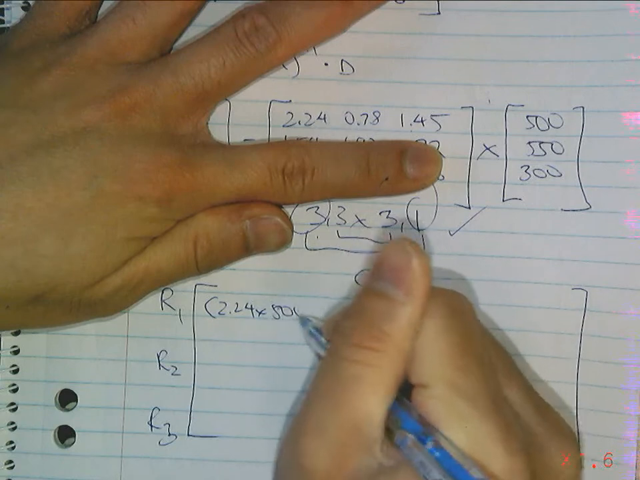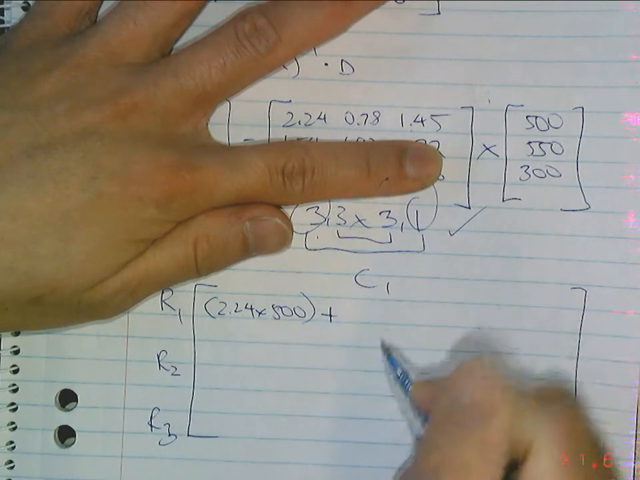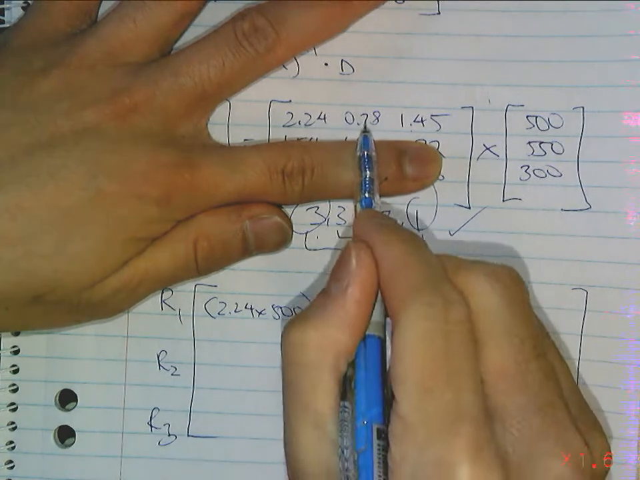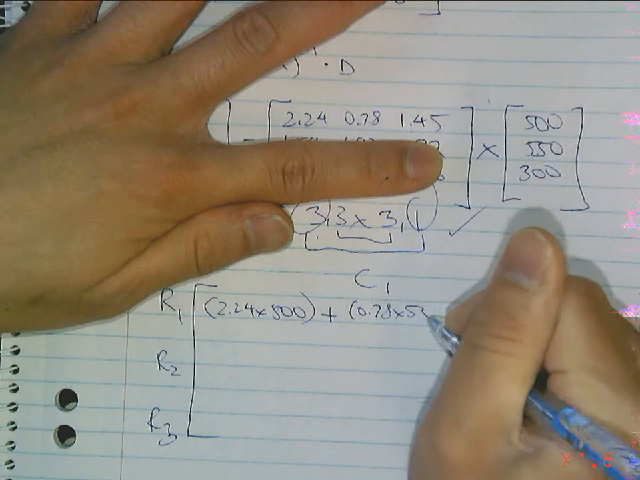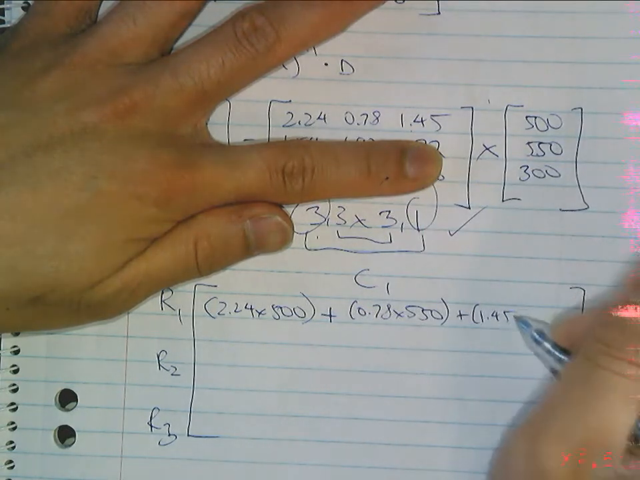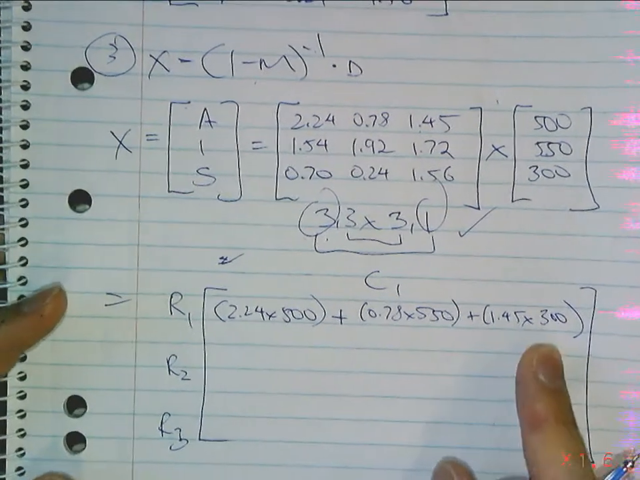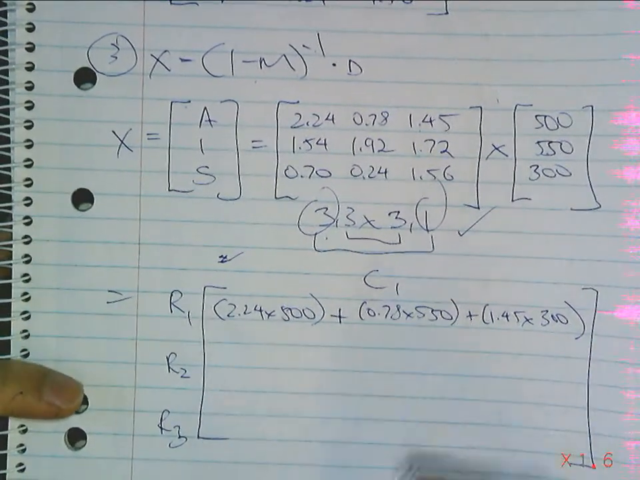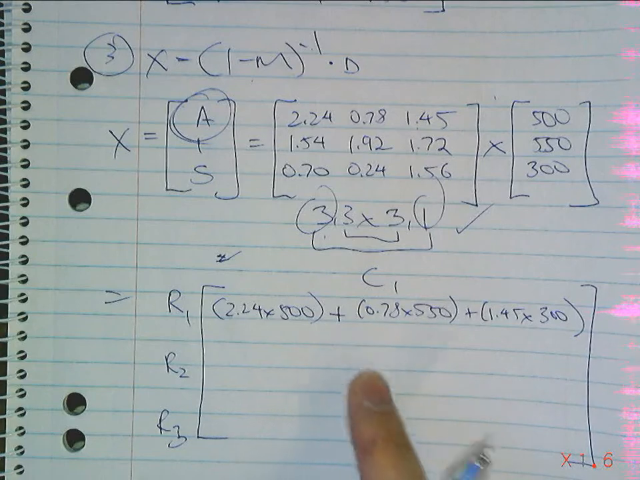If you were here at last week's tutorial, that's good. You have some understanding of how to multiply. If you weren't, you've got to catch up. Second number in row multiplied by second number in your column, plus third number in your row multiplied by third number in your column. That answer would represent the total output that needs to come from agriculture. That's one answer, and then you do the rest for industry and services.